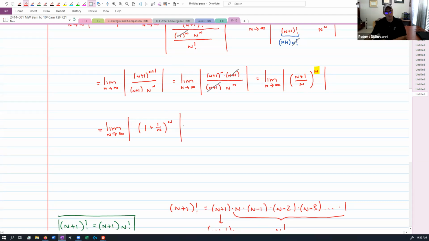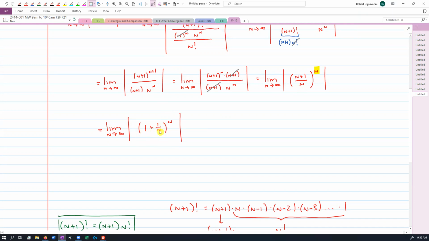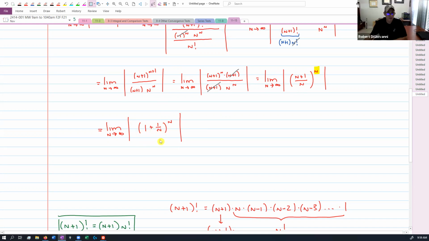Now, does anybody recognize this limit? This is a very special limit. That's e, right? That is the definition of e. I know from my Cal 1 class, students who have me for Cal 1, we did show in Cal 1 that this limit is equal to e. By the way, we don't need the absolute value because everything here is positive. Okay, so I'm just going to put a gray box around this, because it's special. You need to know that that is e.